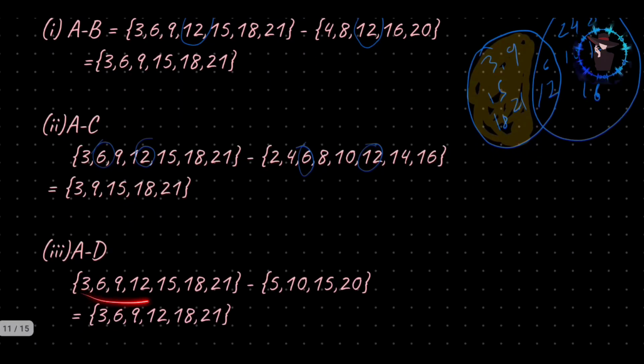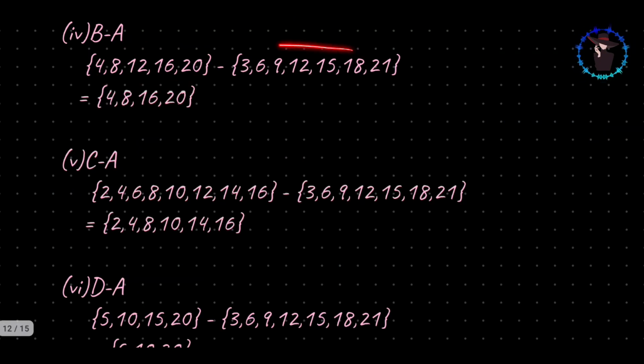Similarly, A minus D, A and D, we got 3, 6, 9, 12, but we have 15 common here. Let's remove this 15, we got 18 and 21. We cannot take the intersecting part, right? B minus A, we got the values of B and A. So what's B? 4, 8, we got again 12 common. Let's remove this 12, 16, 20, which are not present here.